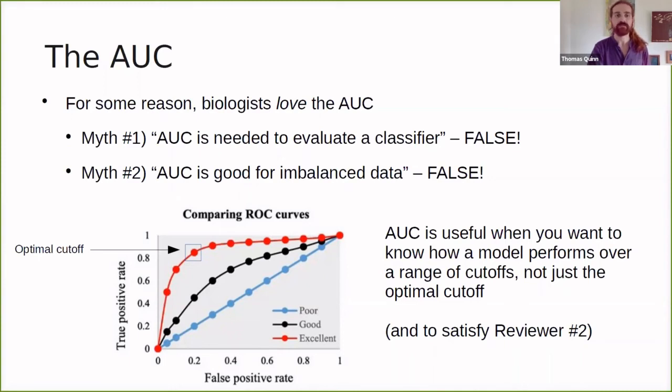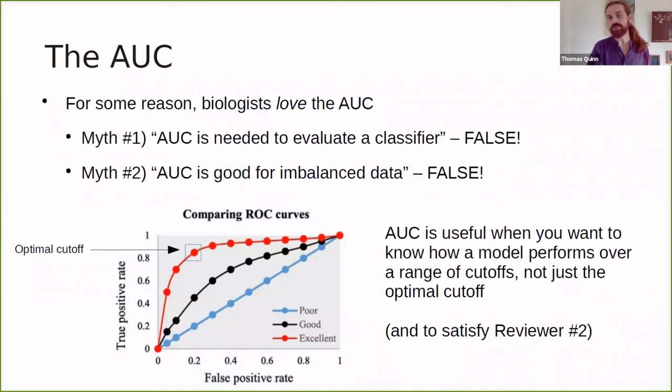The second myth, which is much more pervasive and I think much more dangerous, is that the AUC is trustworthy for imbalanced data, and that is false. The AUC is no better for imbalanced data than accuracy is. And I'll include a link in the description from a really well-written blog post that contains an example that shows how the AUC can be misleading for imbalanced data.